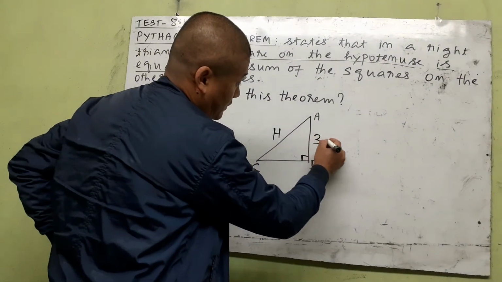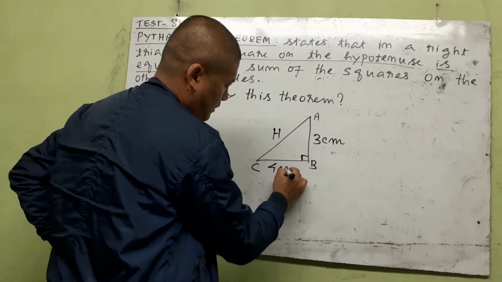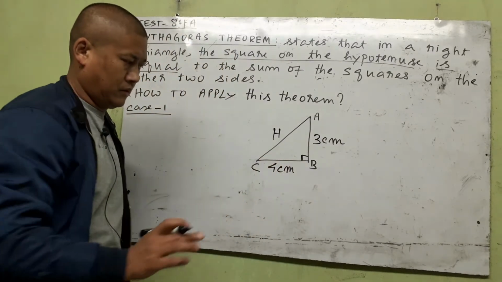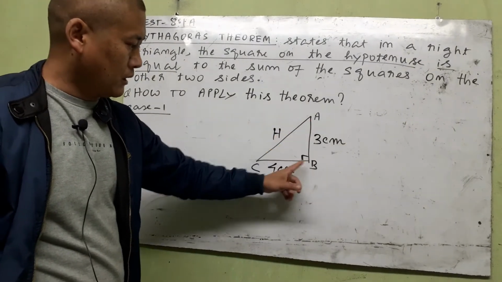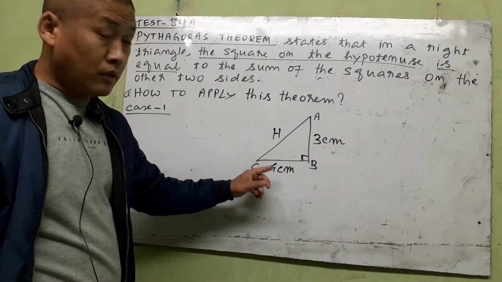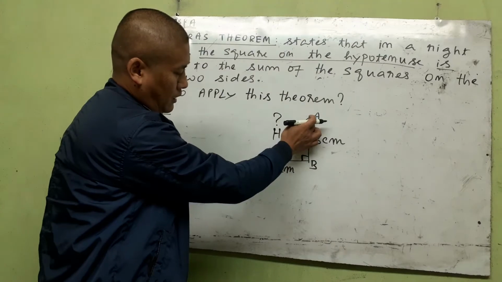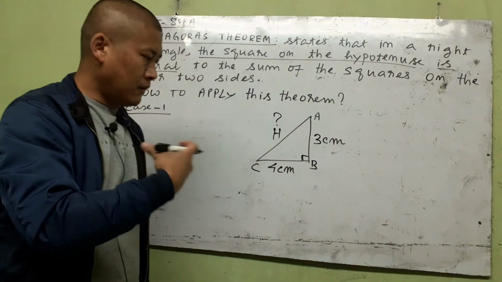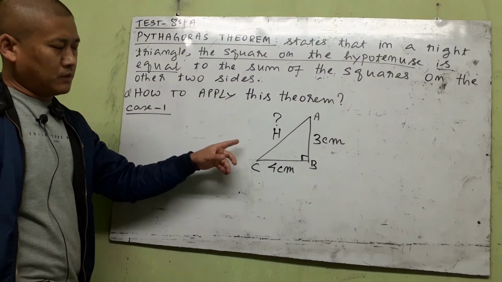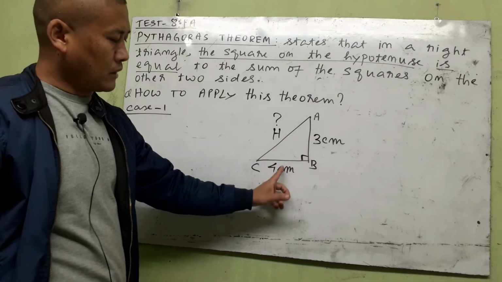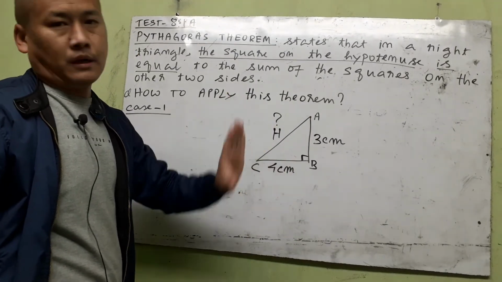Let us say these two sides are given. Let us say AB is 3 centimeter. This BC length is 4 centimeter. So in this triangle, out of the three sides, two sides are known to us, AB and BC. Which is the unknown side? Yes, the hypotenuse AC, the value is not known to us. So one application of Pythagoras theorem is, in a right triangle, if two sides are known or given to us, we can find the third unknown side by using Pythagoras theorem.